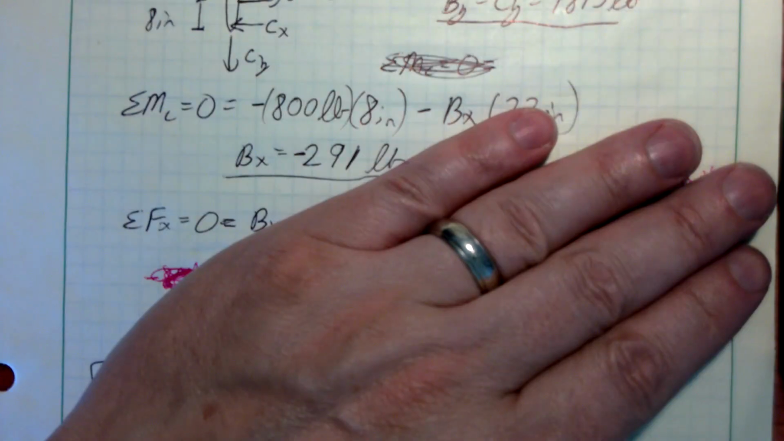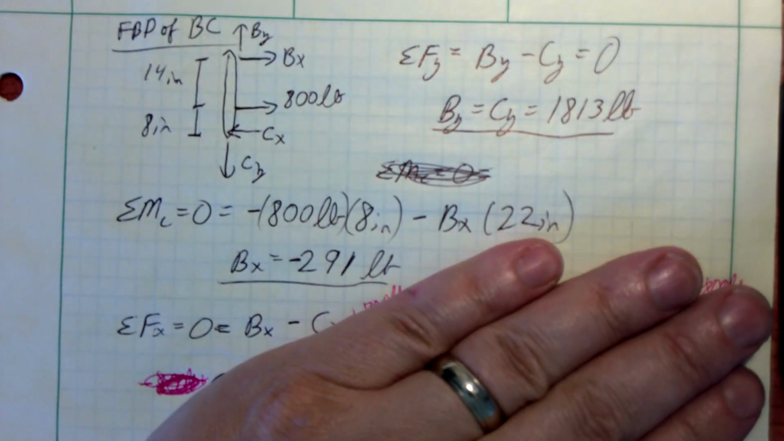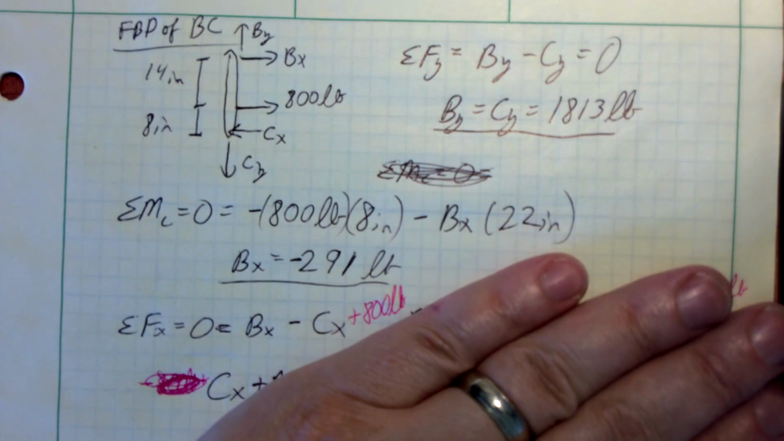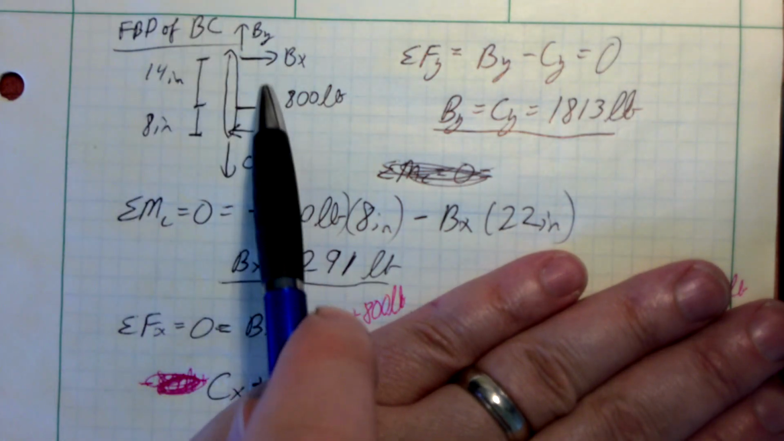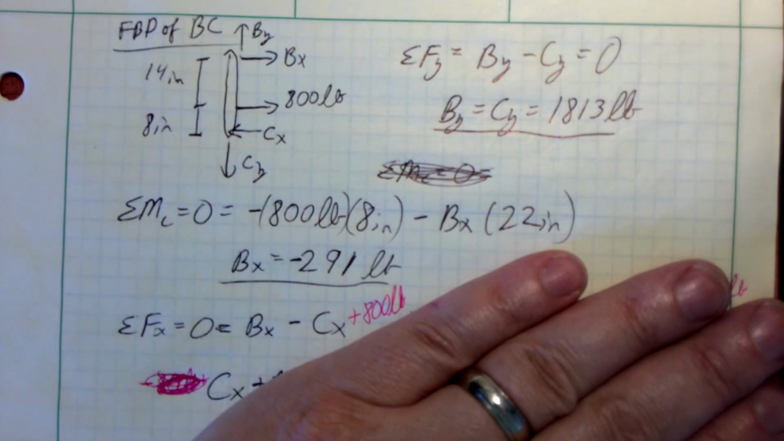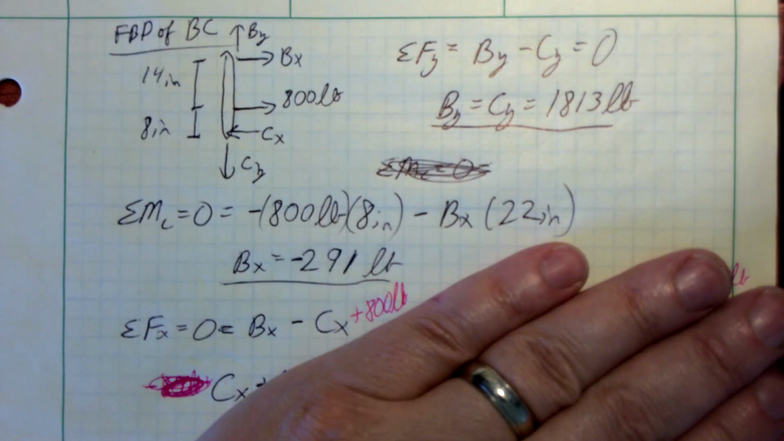All right, did you catch my error? Remember I said sum of forces in the X direction? Well, I've already shown it, right? I missed this 800 pounds. I said BX plus minus CX is equal to 0, and that was too easy, wasn't it? There's an 800 pound force there that I missed. Just being dumb.